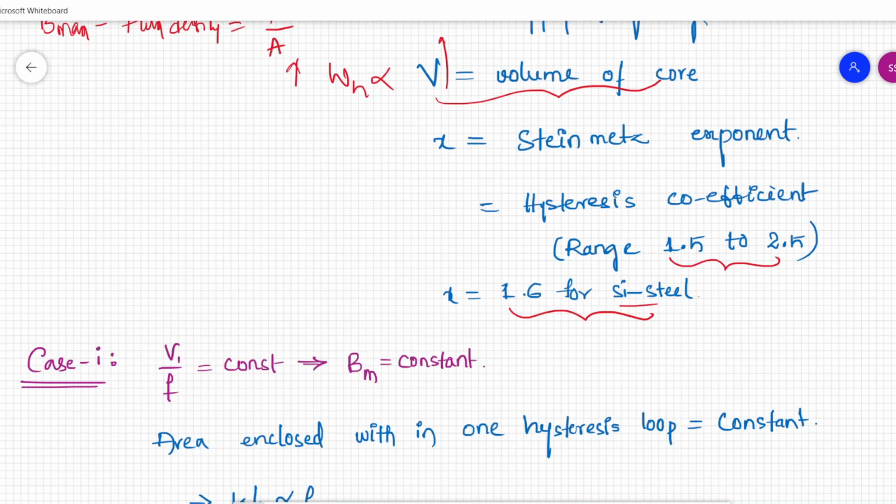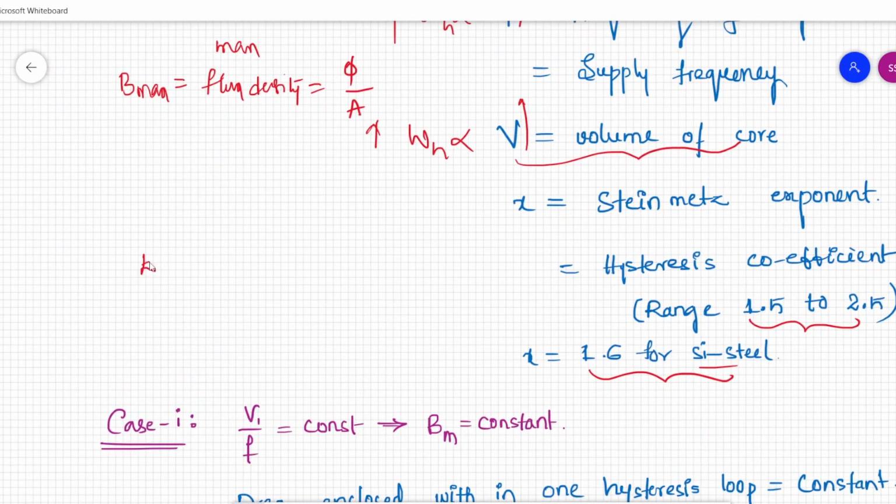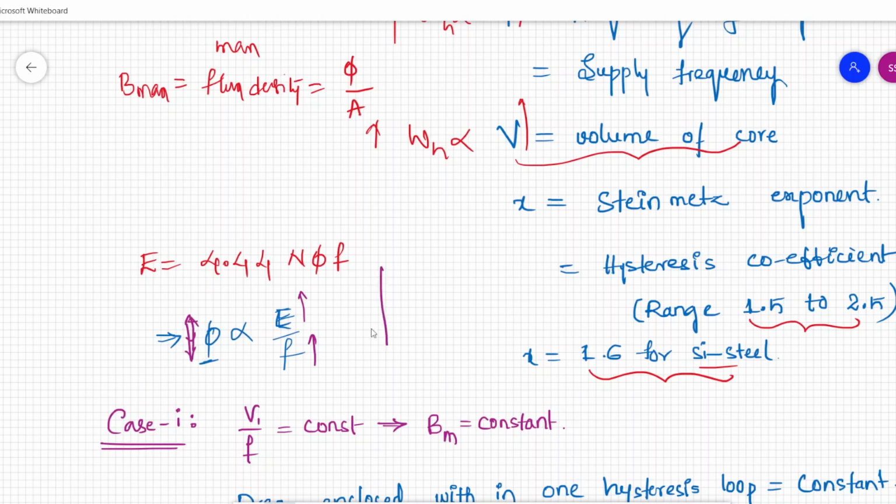Now, as I told you earlier, what is the EMF expression for a transformer? That is 4.44 N phi F. So let us take phi as reference. Phi will be equal to E by F, so phi is proportional to E by F. The flux in the core material is proportional to EMF and inversely to frequency. If frequency is increased, the flux in the core will decrease. If EMF is increased, the flux in the core will increase, but only up to some extent.